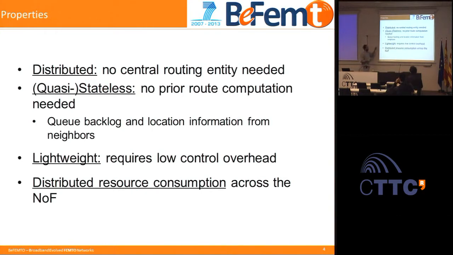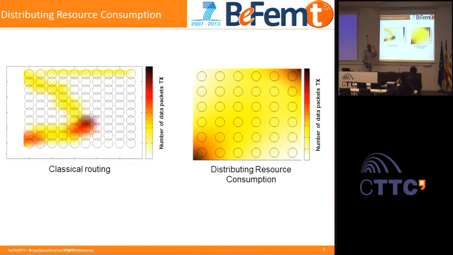So in that sense, you will see that our scheme mainly uses queue-backlog information from neighboring nodes and location information from neighboring nodes. With these two, and of course the destination that a certain packet wants to reach, we are able to reach the destination and have a certain load balancing and even distribution of resource consumption. And of course, as I said, we want it to be lightweight, and we want to distribute resource consumption throughout the network. This is an illustration of our goal.